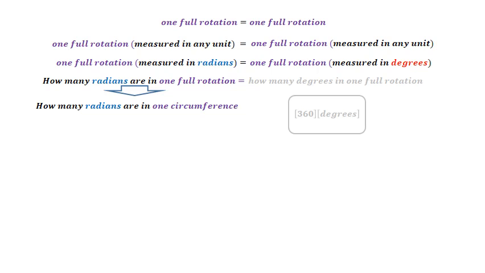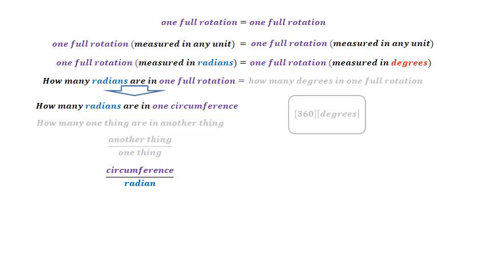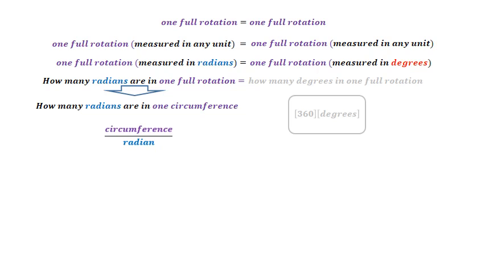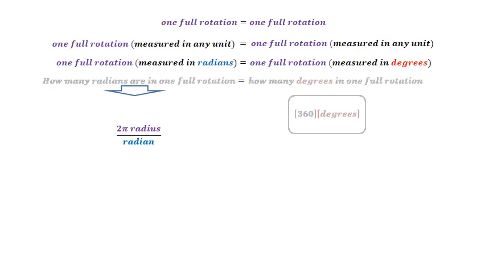When you have a question that asks how many one thing are in another thing, you can write it as another thing over one thing. In this case, we have circumference over radian. Nice. But we also know the formula for a circumference is 2 pi r, where the r is radius. Let's do it. We're not done yet.